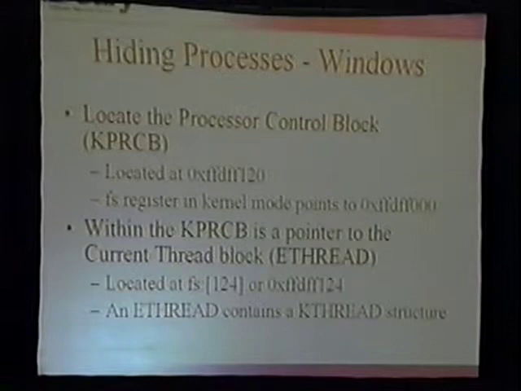So to hide a process, you locate the processor control block. I have the address there. It's been in several books. It's hard-coded, so you can always use that. If you don't like that methodology, because it may have changed, I haven't looked at 2003 or even XP, it doesn't matter, because you can always use the FS register to find the processor control block and your current thread. The FS register contains different things depending on if you're in user land or kernel mode. A lot of people use the FS register in shellcode to find the process environment block. In kernel, it doesn't lead you to the process environment block.